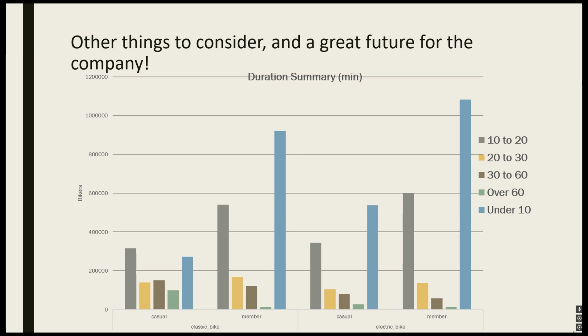Lastly, some small things to consider and a great future for the company. Surprisingly, a lot of the casual bikers are biking for over an hour. There is a number of 125,000 casual bikers that are biking over 60 minutes when looking at this data, compared to only the 25,543 member bikers total that are biking over 60 minutes. Although, of course, this isn't the bigger picture of the data, it does show that this is a great sign, as it means that there are still casual members that could be willing to convert into different types of membership.